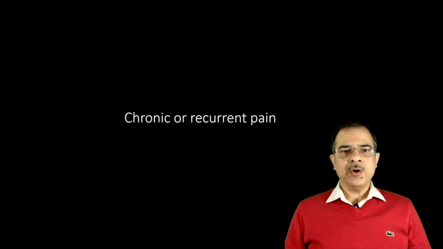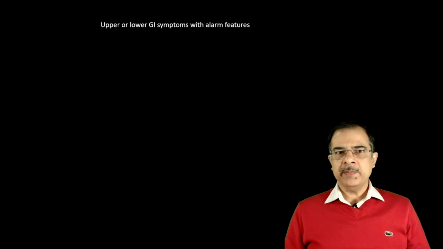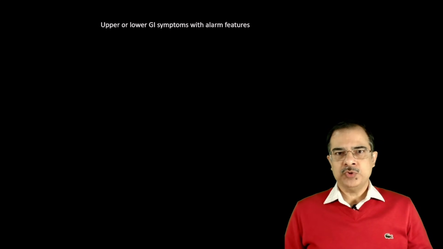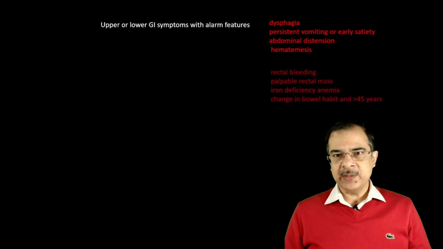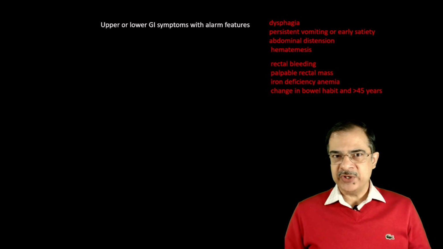Now come to the recurrent or chronic pain. In recurrent or chronic pain, the most important feature is alarm features. So upper or lower GI symptoms are there with alarm features. Upper GI symptoms like some episodes of hematemesis, or upper abdominal pain. Lower GI symptoms like new onset of constipation, or altered bowel habits. So what are these features? These features are dysphagia, persistent vomiting, abdominal distension, or hematemesis. These are upper GI symptoms, red flag signs, or alarm features.